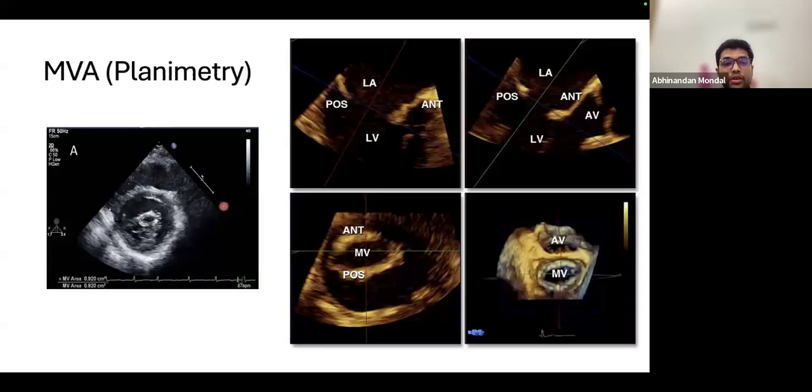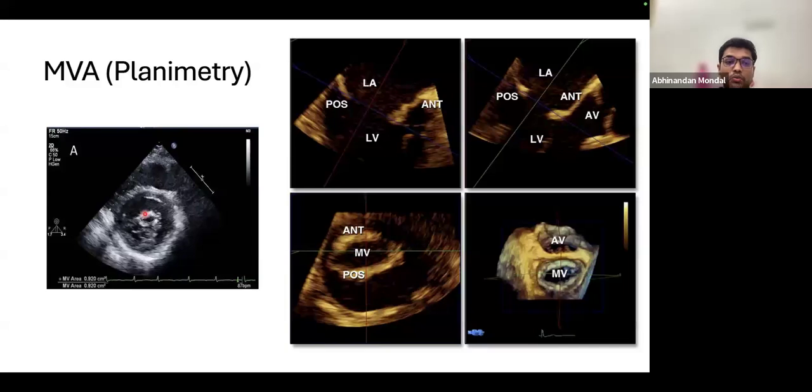So MVA planimetry, where it has been done in a 2D examination, is a midesophageal short axis, midesophageal basal short axis view. Very sorry. There's also the transgastric basal short axis view, where you freeze the image in the lowest possible area, where you can see the entire mitral valve area tip, where you can do a planimetry.